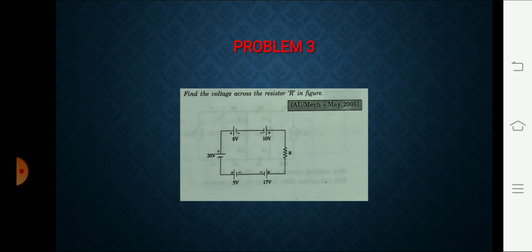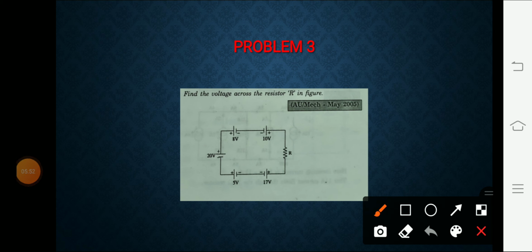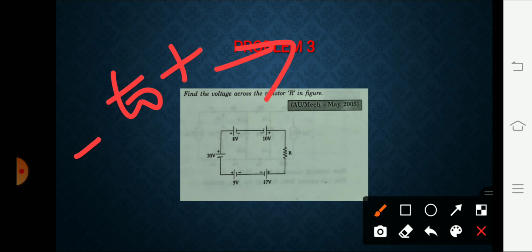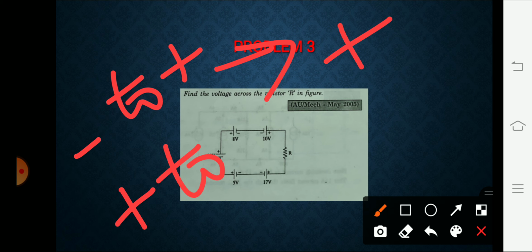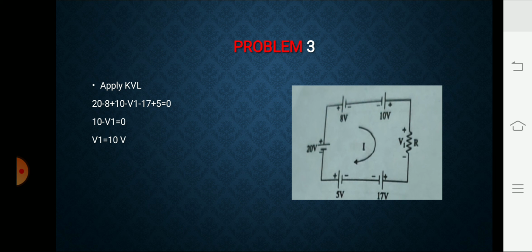The second one: find the voltage across the resistor R. In this problem, if the current flows from negative to positive, we put the positive value. If the current flows from the positive terminal to the negative terminal, we put the voltage value as negative. So apply the Kirchhoff voltage law. Assume the current flows in the clockwise direction.